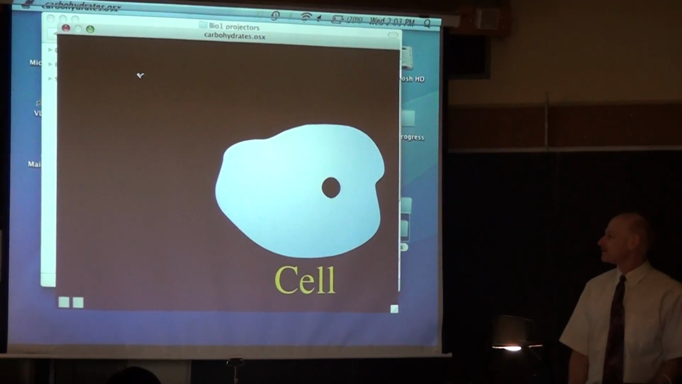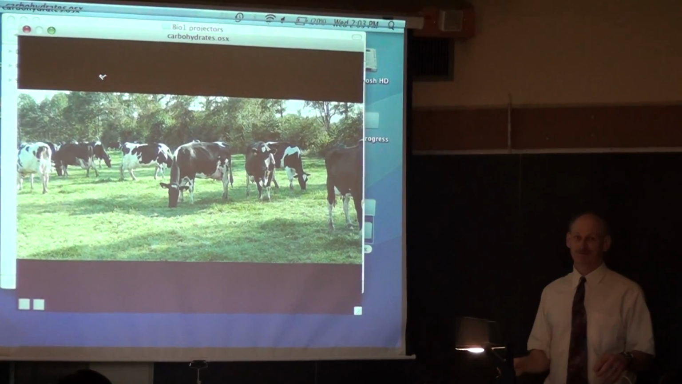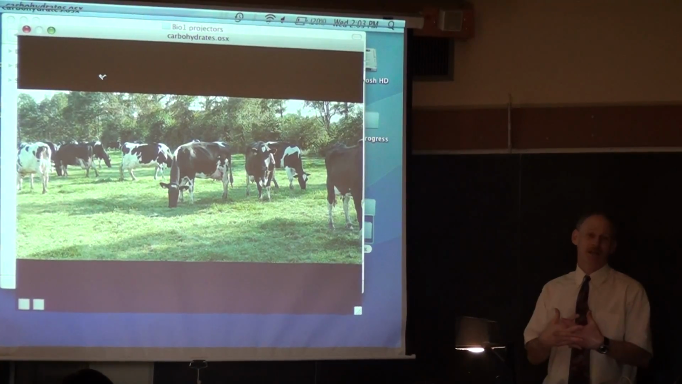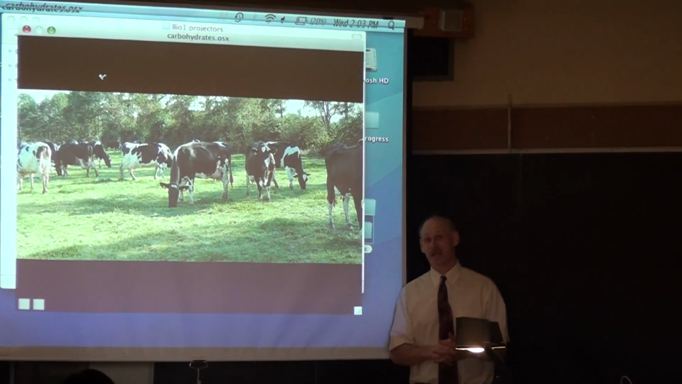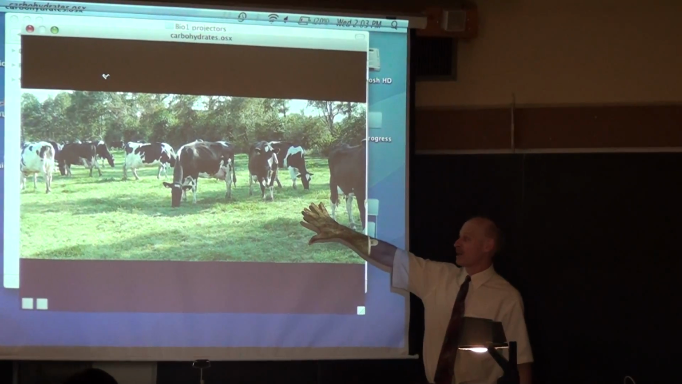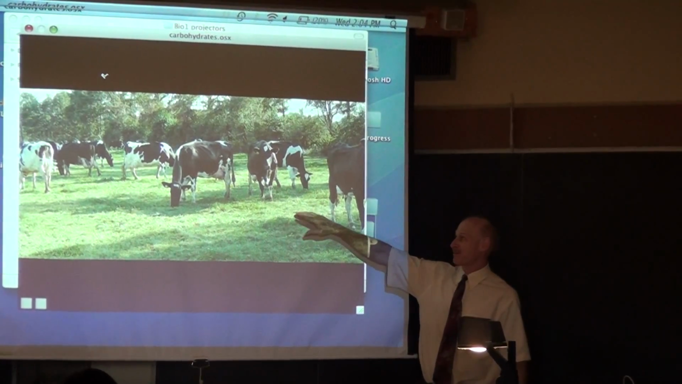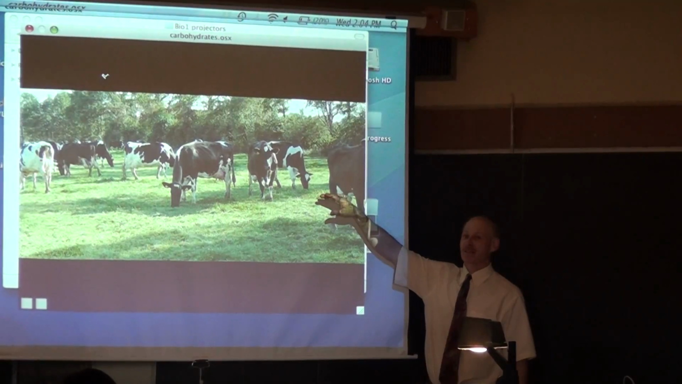Now, we have to eat food to get nutrients for ourselves. And when we think about a lot of the foods we eat, they are plant-based foods. Certainly we eat meat, but a lot of the foods we eat are plant-based. And of course, other animals eat plants also. And one of the major reasons is to get those carbohydrates.